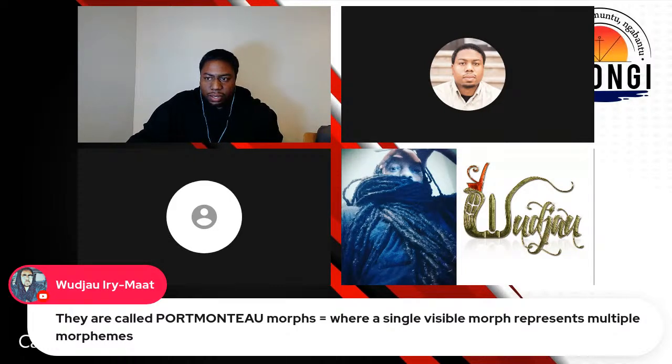Exactly where a single morph represents multiple morphs, or a visible morph represents multiple morphs. It's kind of like in the English language. You have an agentive, and then you have one that you would use for comparison. So if I say so and so is bigger than someone else, the er attached to the word big is not the same as the er in the word teacher, from the verb to teach.